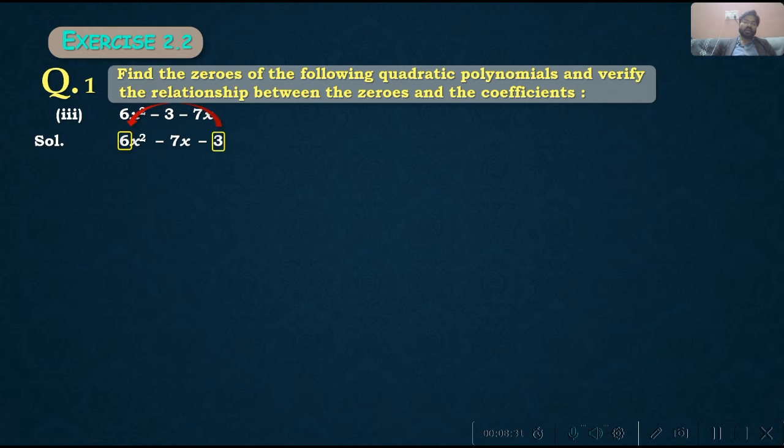Now on multiplying the coefficient of x square and the constant term we get 18. So on multiplying it is 18 and on adding or subtracting it should be 7. So we can take 18 as 6 into 3, but 6 plus 3 is 9, 6 minus 3 is 3, so it's not possible. Now 2 into 9, 2 nines are 18 and 9 minus 2 is 7, but we need minus 7. So minus 9 plus 2. So 6x square minus 9x plus 2x minus 3.